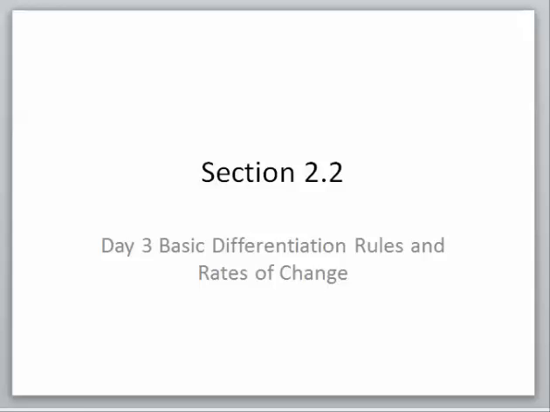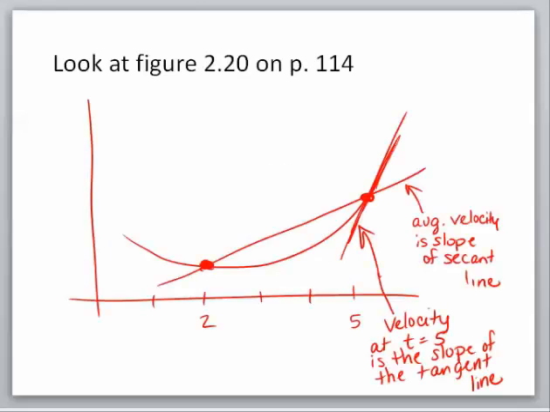Alright, on the last day of these basic differentiation rules, what we're really going to stress is the rate of change. There's two types of rate of change we're going to read, average rate of change and instantaneous rate of change. So let's look at this picture to see if that can help us out.